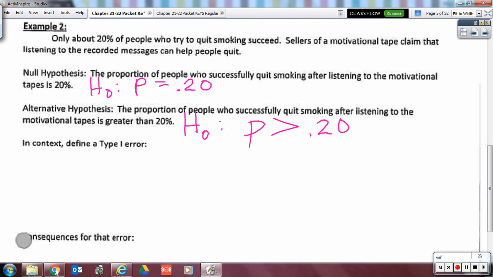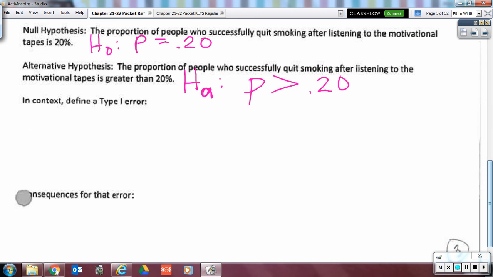Yes, that is HA. That's my HA. All right, so here we go. Do the context of this. Type 1 error, what's reality?